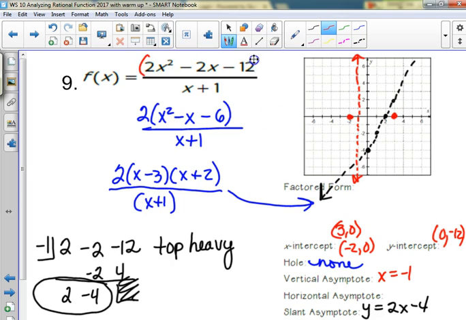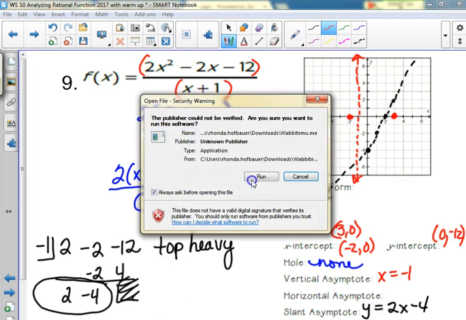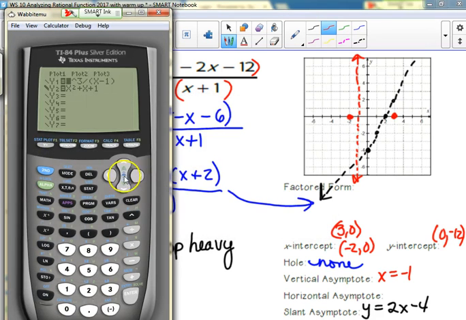When you type it in, I always type in the original one, guys. Do you want me to do one? Parenthesis 2x squared minus 2x minus 12. Is that what it said? Divided by x plus 1. Okay, I don't know what my window's set at right now. Okay, that's a nice picture, but it's not very realistic to what my window is at the moment, my graph paper.